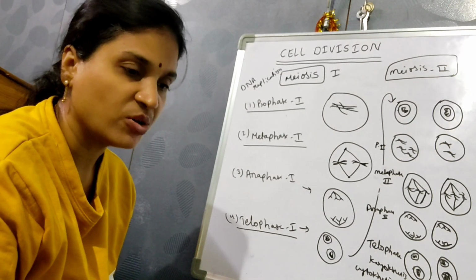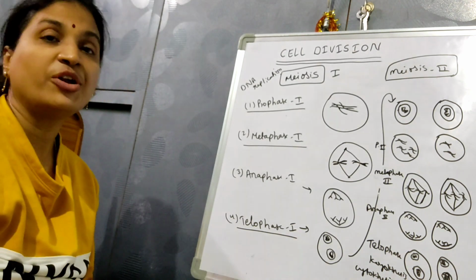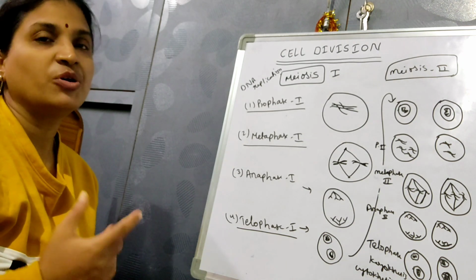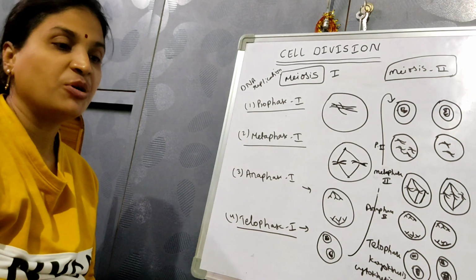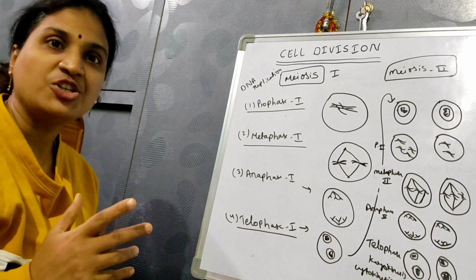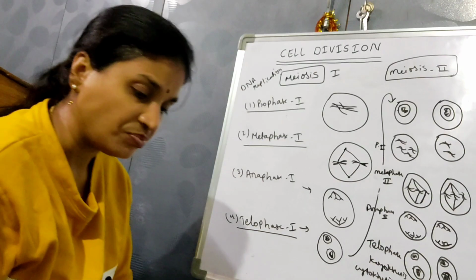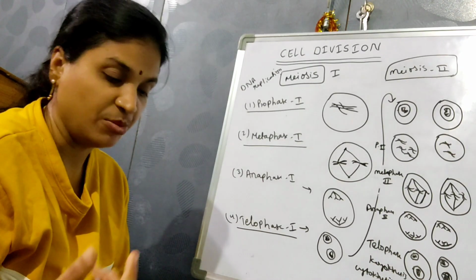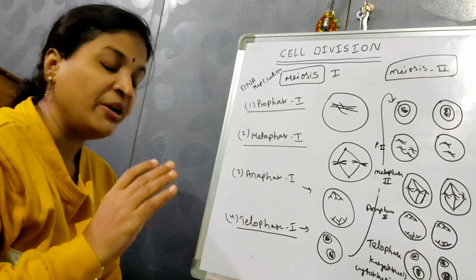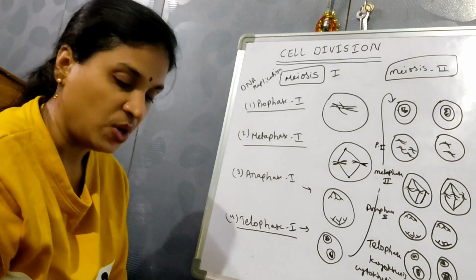Then the significance of meiosis. What is the significance of meiosis? Meiosis plays an important role in the formation of gametes. The haploid gametes are formed because of meiosis only. And because of meiosis, the crossing over and recombination take place, which leads to an increase in genetic variability from one generation to another generation.